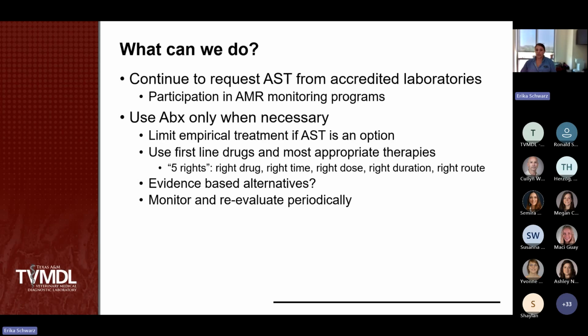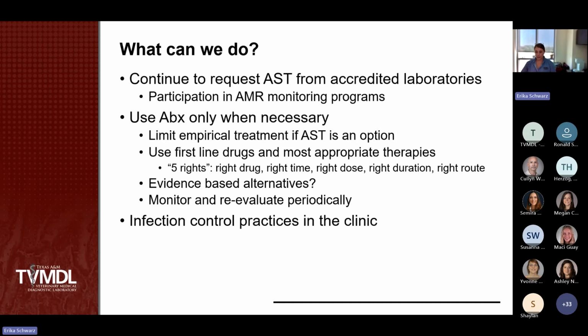Consider whether there are evidence-based alternatives for treatment that don't include antibiotics. A great place to find information is the ACVIM. They periodically publish consensus statements and do a great job explaining evidence-based therapies for a variety of diseases. You want to continue monitoring and reevaluating periodically to ensure that your treatment plan is effective.